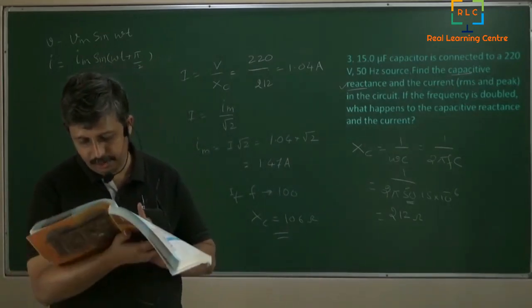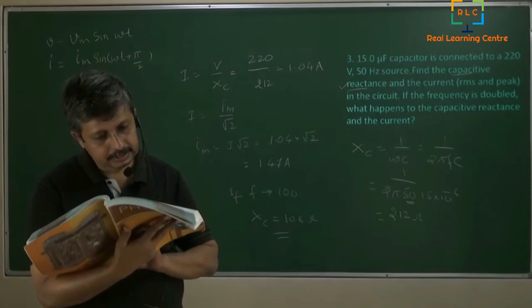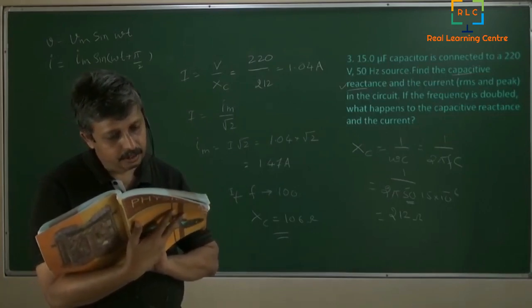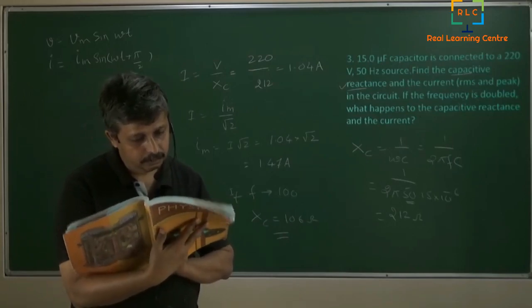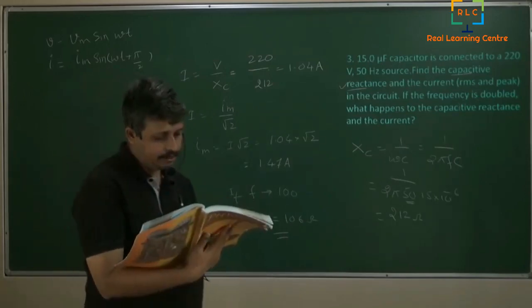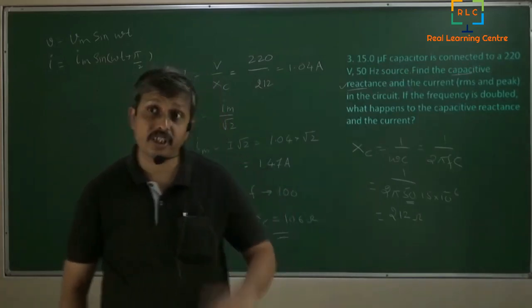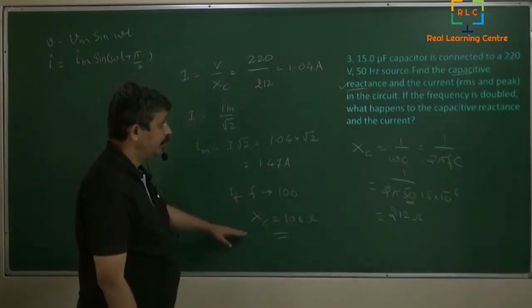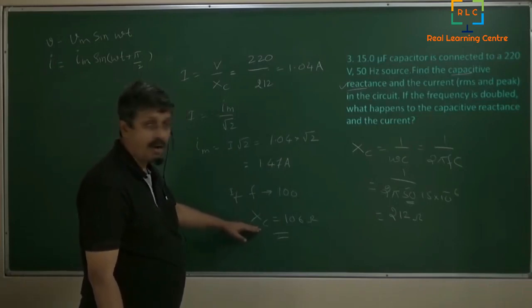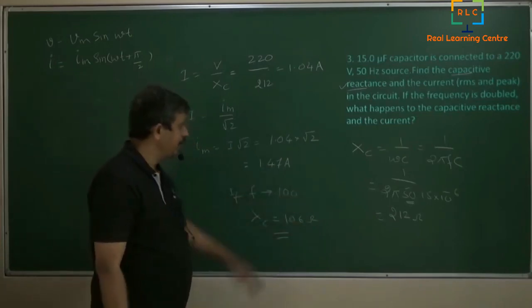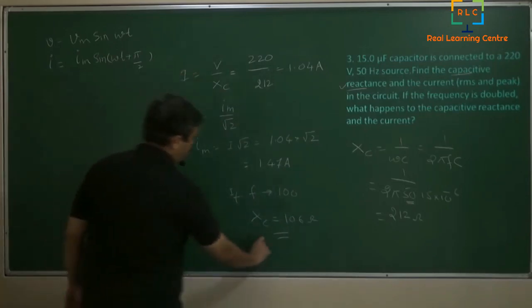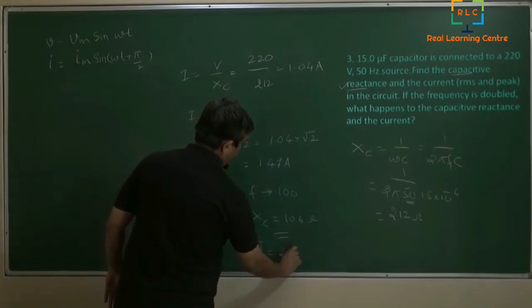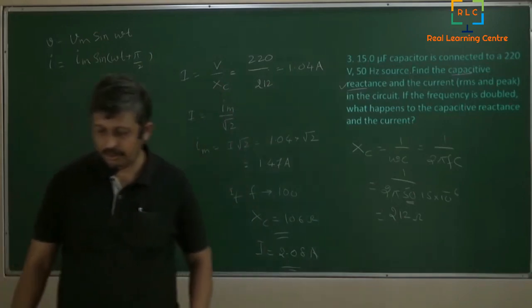That is how you can calculate things in the case of capacitive reactance. What will happen to the current when capacitive reactance becomes half? If capacitive reactance becomes half, current gets doubled. So current will become 2.08 amps. So we have answered all the questions in this question.